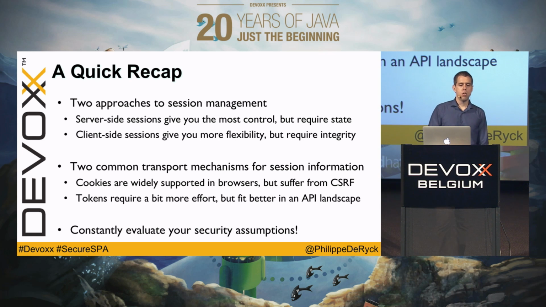And what's important here is you have to constantly evaluate your security assumptions. You have to think about, is this data coming from the client or from the server? Can I trust it? Can't I trust it? What changes if I put this on the client? Do I need to add additional protection or not?